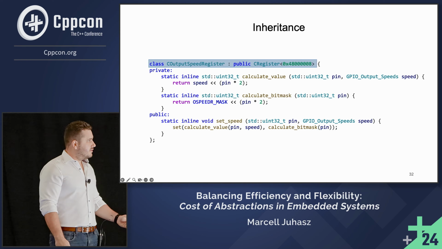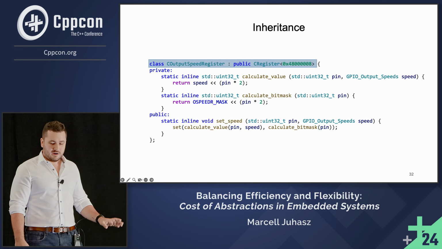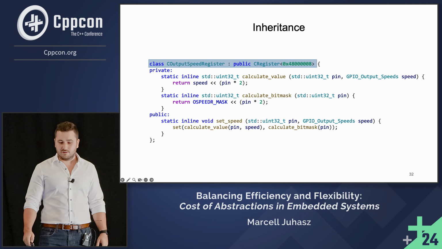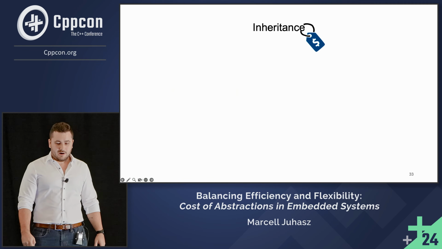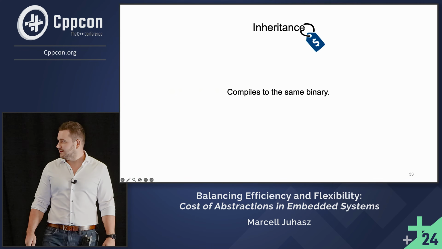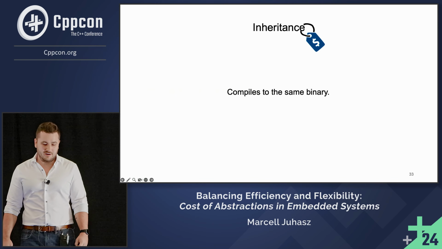So the implementation itself is pretty straightforward. It is a simple inheritance. There is a base class, the cRegister class, and the specific register classes are the derived classes. Now, what's the price that we pay for inheritance? Again, it's nothing. Luckily, it still compiles to the same binary.